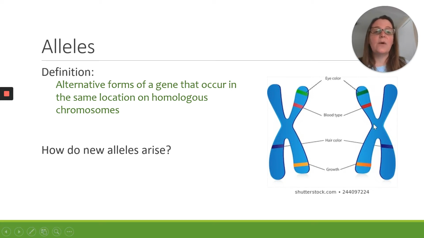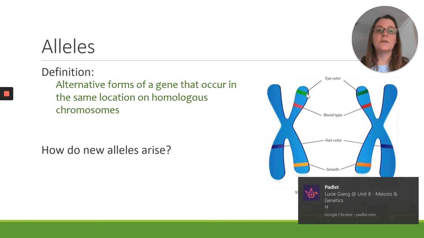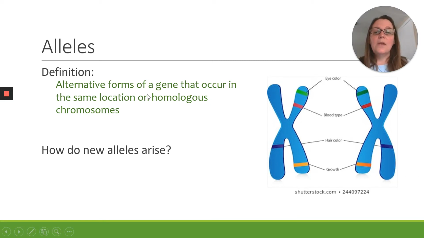So you can see how if these two were homologous and lined up next to each other and they were to swap the tops, they would be swapping the gene for eye color. And so the information doesn't get messed up, lost, or duplicated.